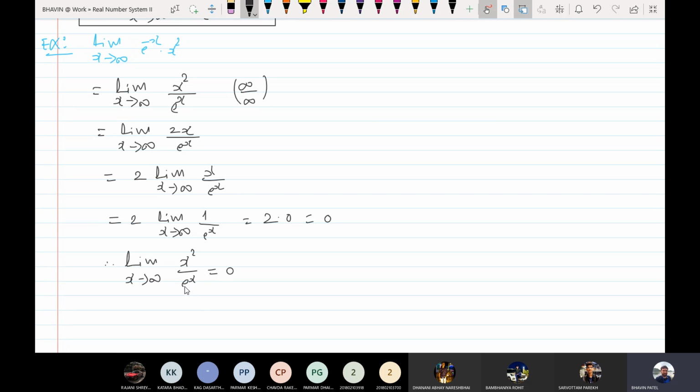Now from this you can say that the exponential function is increasing faster compared to x square. If you take x tends to infinity, then x square goes to infinity and e raised to x goes to infinity. Both tend to infinity, but e raised to x is much faster than x square.